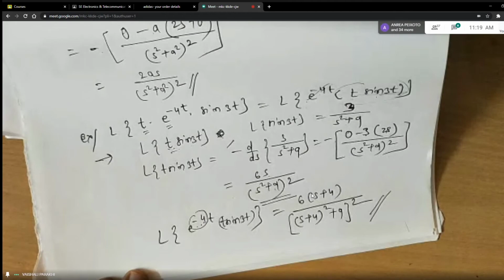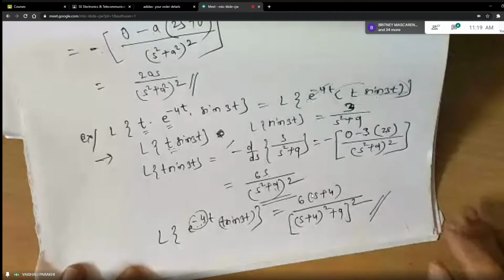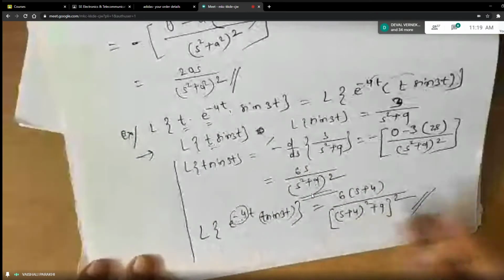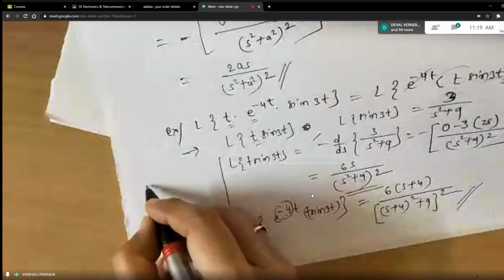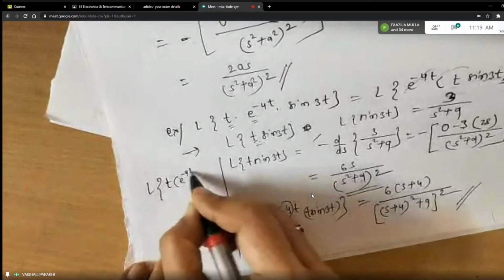Ma'am, we can do the other way around also. Very good. Yes. Who is this, right? Jepin. Jepin, very good question. I was about to say the same thing. You can do it the other way around. Means what? In place of taking out this e raised to minus 4t, what you can do is, first you can get Laplace transform of t into e raised to minus 4t sine 3t.